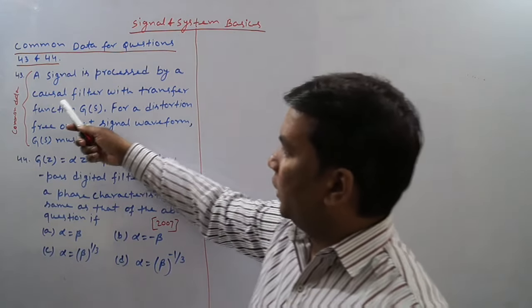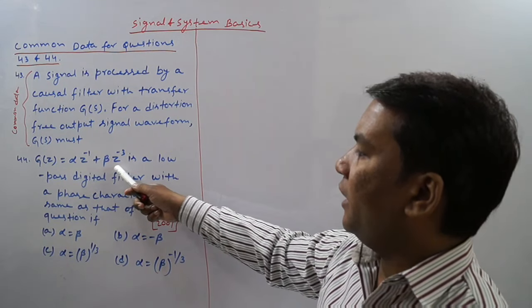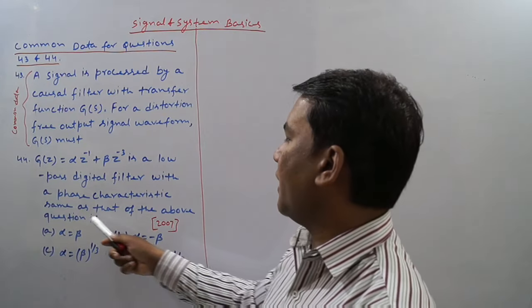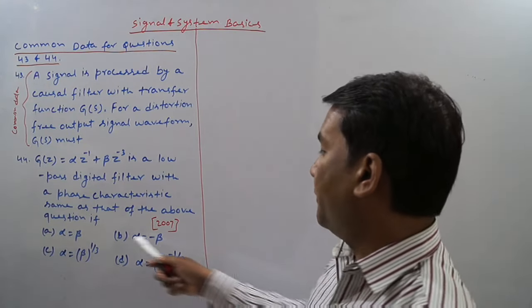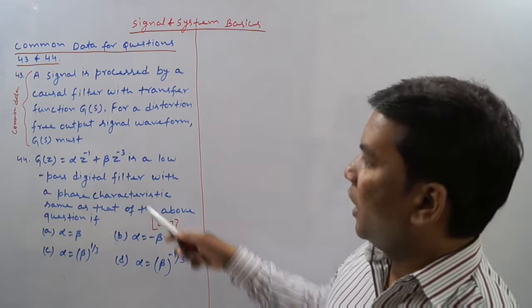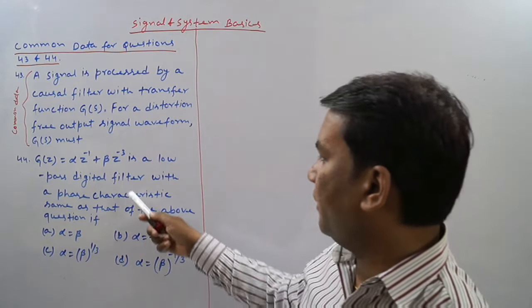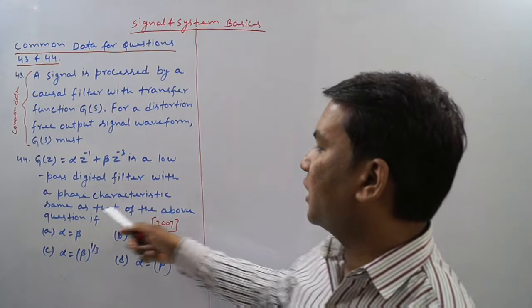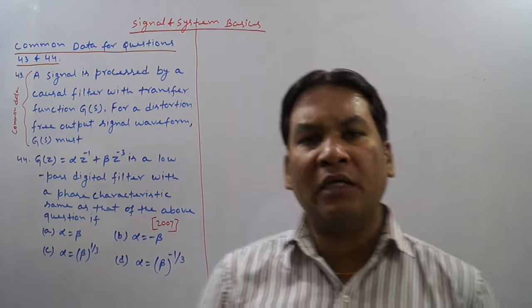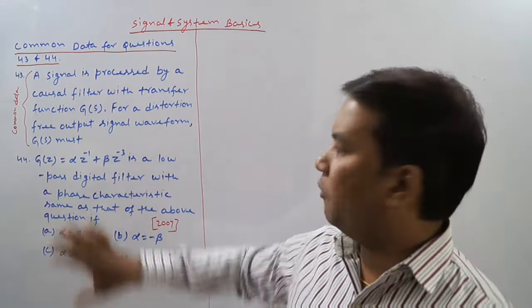The next question is: G(z) equals alpha z inverse plus beta z to the power minus 3 is a low pass digital filter with a phase characteristic same as that of the above question. There are 4 alternatives given, and this question was also asked in GATE 2007, and the same data will be used, same data meaning as above. Here it is given that with a phase characteristic same as that of the above, meaning for a distortion free output, whatever is the phase characteristic, that will also be applied for question number 44.